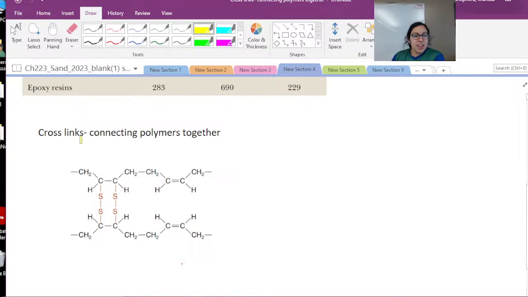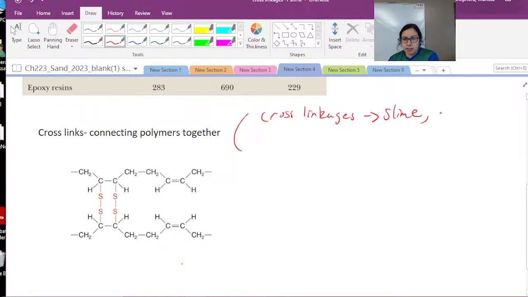So I don't know. And now let's look at cross-linking reactions. Cross-linkages can connect polymers together. And sometimes these cross-linkages can also be the chemistry behind other things like slime and silly putty. So those can be cross-linkage reactions.